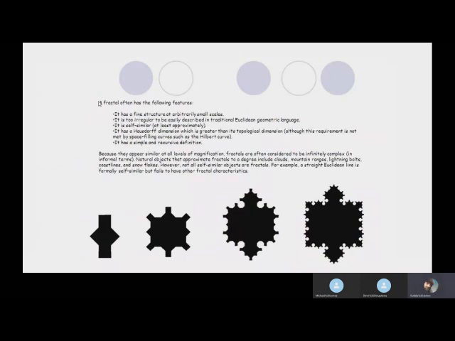Because they appear similar at all levels of magnification, fractals are often considered to be infinitely complex. In formal terms, natural objects that approximate fractals to a degree include clouds, mountain ranges, lightning bolts, coastlines, and snowflakes. However, not all self-similar objects are fractal. For example, a straight Euclidean line is formally self-similar, but fails to have other fractal characteristics.